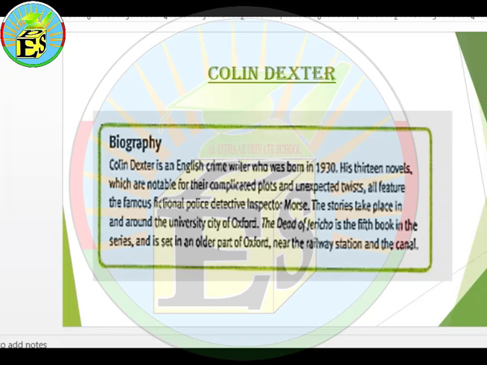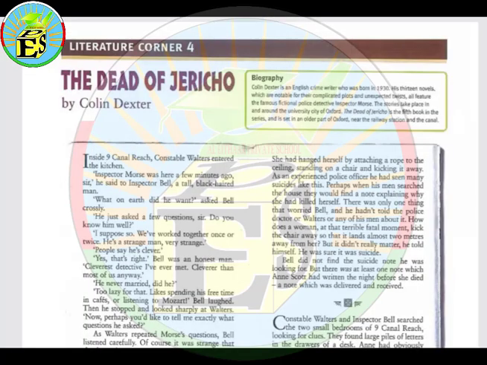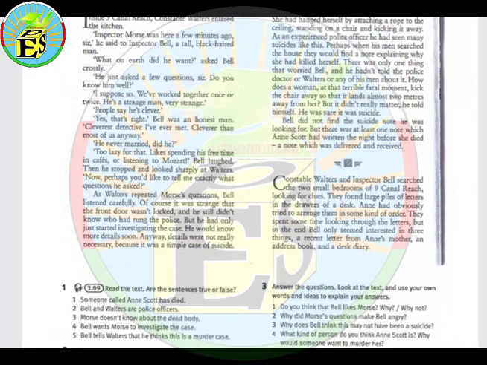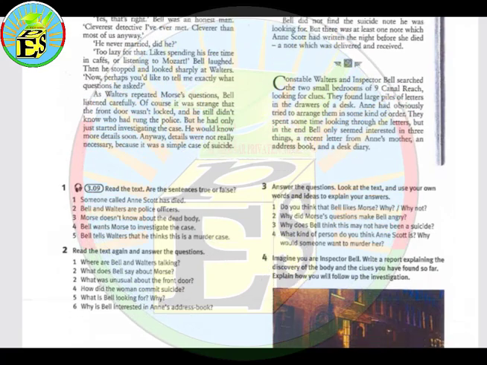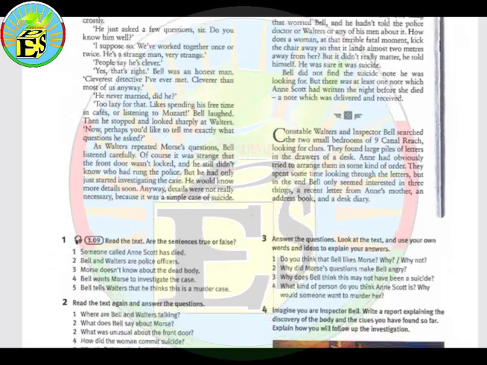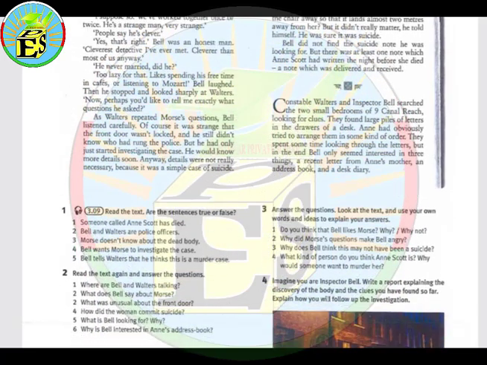Now let's go for task 1. We have here the novel. Then task 1. Read the text. Are the sentences true or false? So please, we have to read here the 5 sentences. Then you will listen during reading the novel and decide which sentence is true and which one is false.